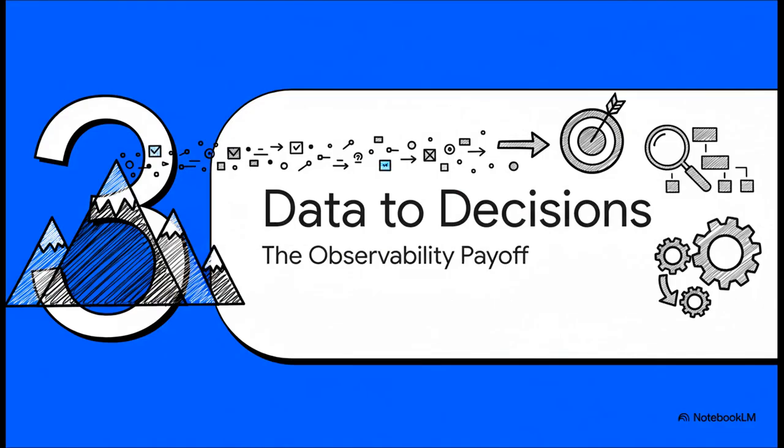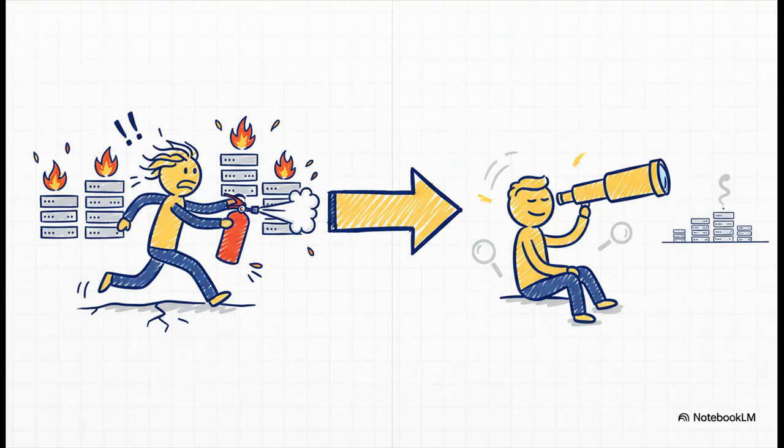So when you step back and look at the whole suite, what's the big picture here? What's the real payoff? It's about turning that mountain of raw data into clear, actionable decisions. What this unified view really does is it fundamentally changes how your team operates. You shift from that reactive, stressful firefighting where you're always one step behind to proactive observability, where you can understand and even predict problems before your customers ever see them.